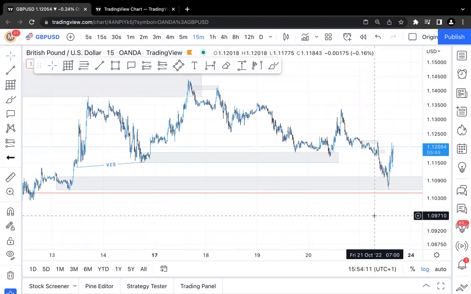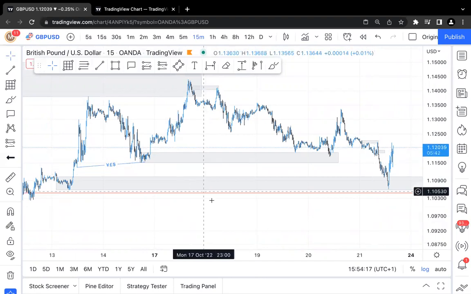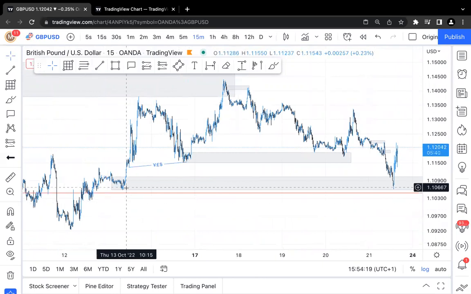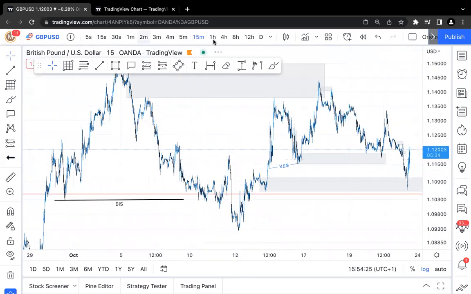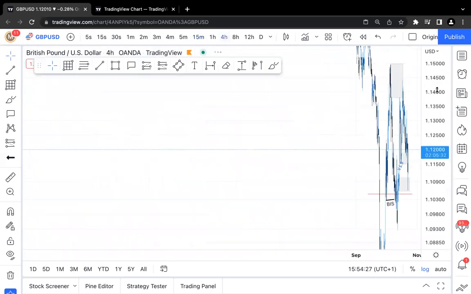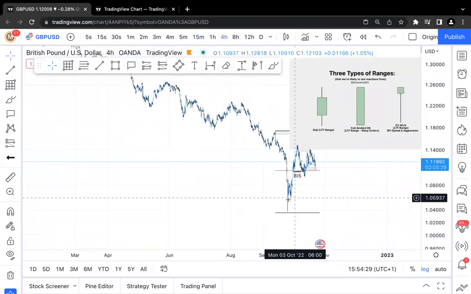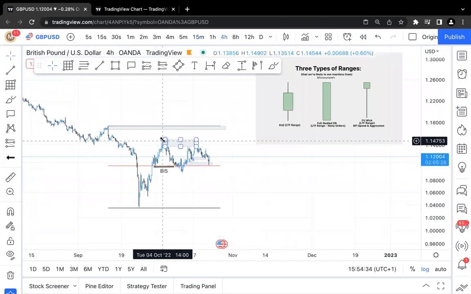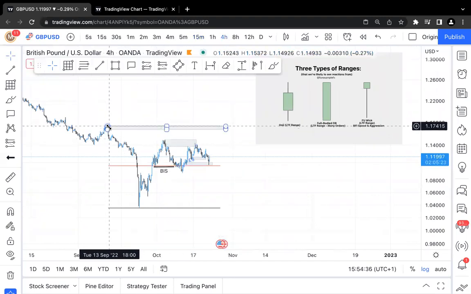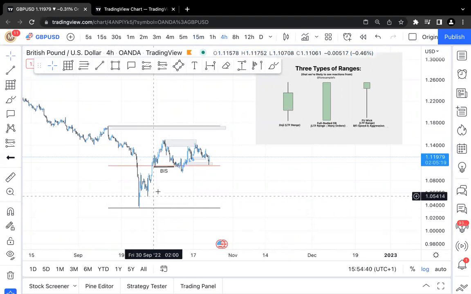Now, the best places to look for ranges is at the edges of the entire price range. So notice that we are at the edge of a price range here. We are at the edge of a price range here. Oh, let's move this along. We're at the edge of a price range here. Here, I'm expecting to see some sort of reaction. Edge of a price range.